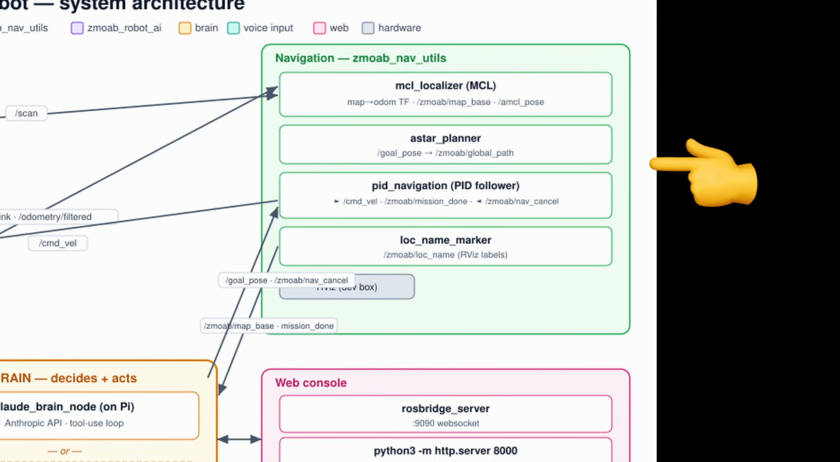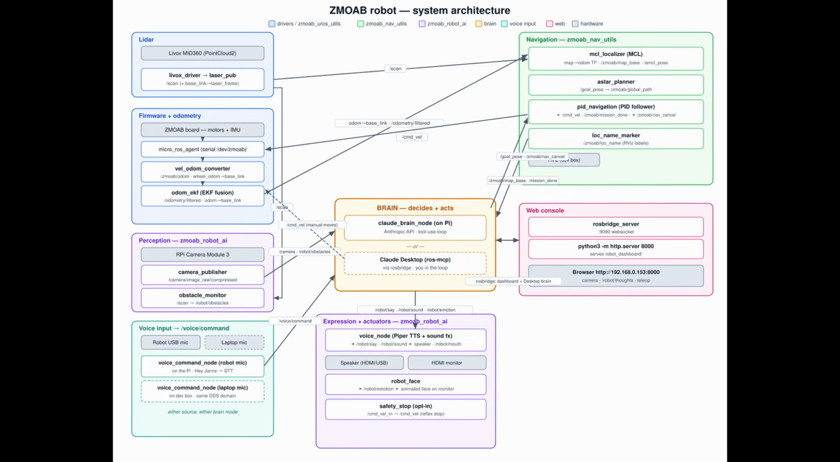And lastly, since I'm working on robot navigation with the CMOAB board, I made this package as navigation utilities so the robot can localize itself in a pre-generated map in ROS2 format. And there is an A-star planner to find the shortest path and a simple PID navigation to move the robot in the map. So you can think of this as a navigation tool, but a very lightweight and very simple design. And that is the overall picture of my AI robot system.